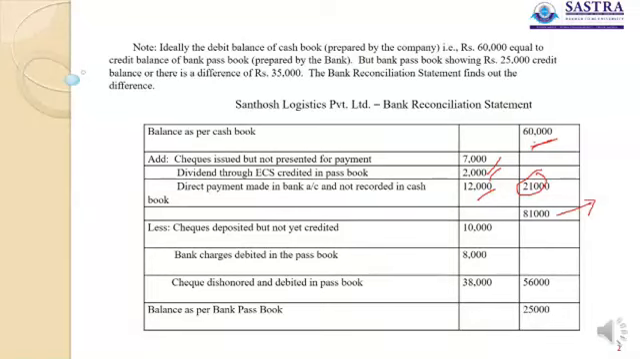Less: checks deposited not yet credited, 10,000 rupees, bank charges debited in passbook 8,000, and checks dishonored and debited in passbook, as we analyzed the reason for the difference, 38,000. So these three are added, and together the amount is 56,000. And this 56,000 is deducted from the 81,000 total, so that we got the balance as per passbook, 25,000.